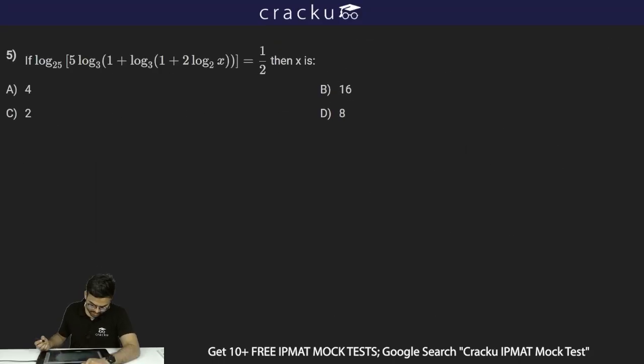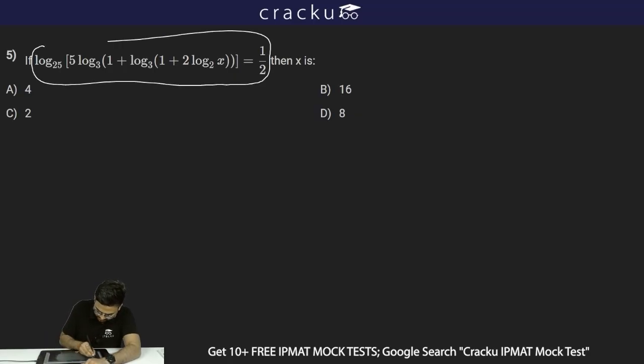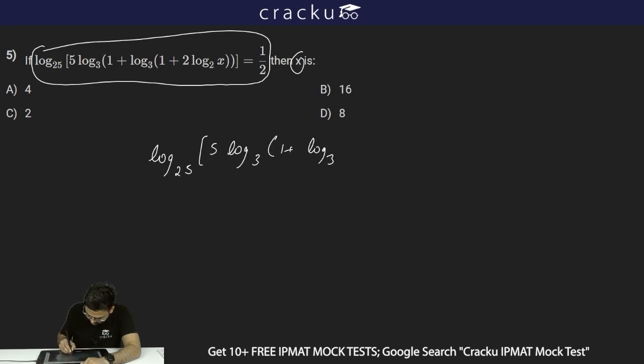And the next question is saying, if log to the base 25 of 5 log base 3 of 1 plus log base 3 of 1 plus 2 log x to the base 2 is equal to 1 by 2, then what is x? So we have to simplify this equation and figure out the value of x. So it is given that log base 25 of 5 log base 3 of 1 plus log base 3 of 1 plus 2 log x to the base 2 is equal to 1 by 2.